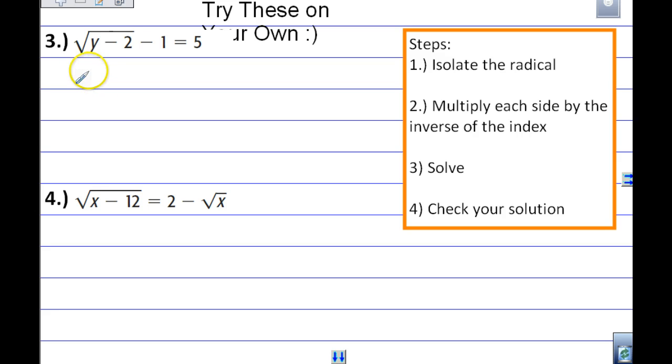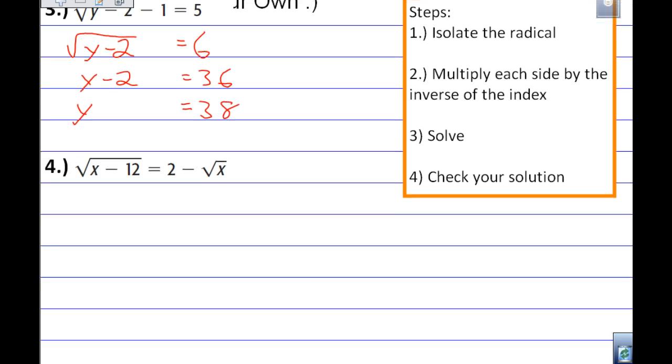Once again, first step. What do we have to do first? Add 1 to both sides. Good. That's outside the radical, so we get 6. Next step: square both sides. Good. And then add 2 to both sides. y equals 38. That's basically the same problem we just did.